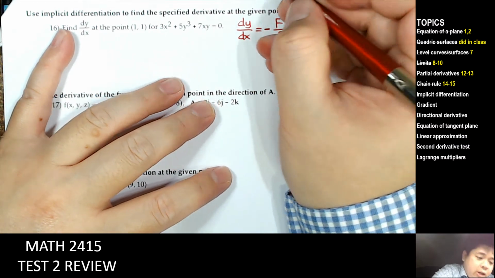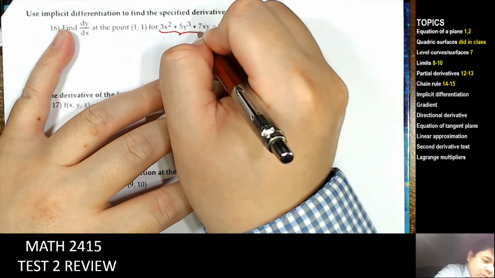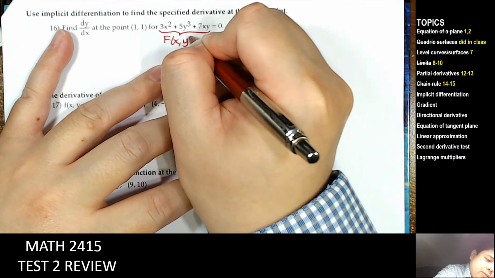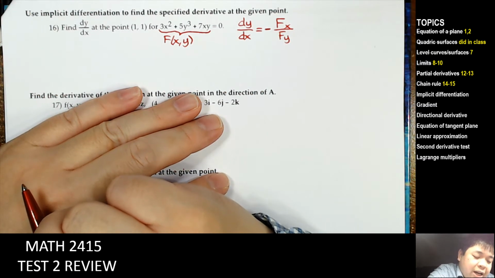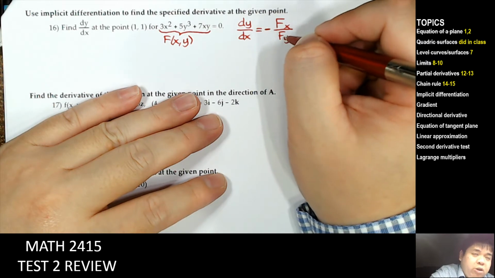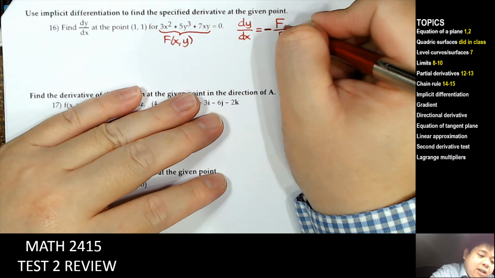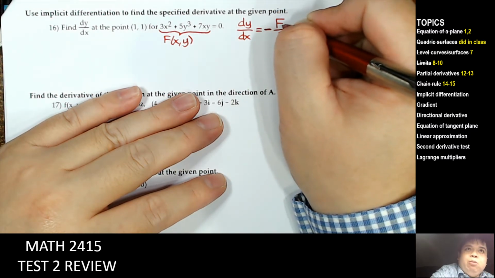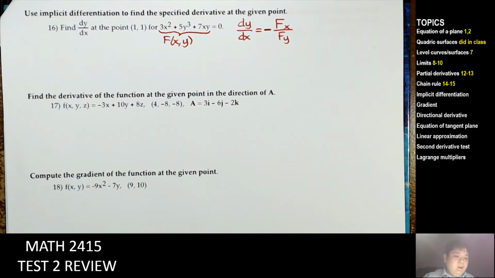Alright, first of all, what is the function f? Well, that is the implicit function, so that is f of x y equal to 0. So we need a function that is equal to 0. And then in that case, it is equal to negative partial derivative with respect to x over partial derivative with respect to y. Notice that there is the negative sign and dy over dx. This is f of derivative with respect to x over partial derivative with respect to y.